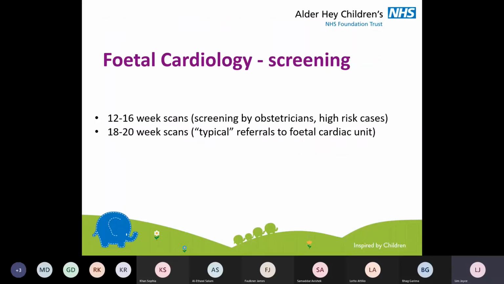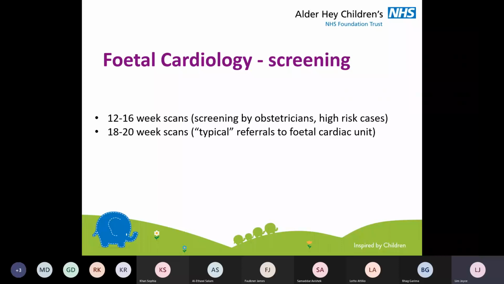So let's talk about fetal cardiology screening. There are 2 types of screening. The one commonly done throughout the UK is the 18 to 20 week anomaly screening, and that's done by all obstetric units in the UK. If they find an abnormality, either of the heart or any other part of the fetus itself, they refer to the appropriate fetal medicine unit. And if it's a cardiac question, they refer to the fetal cardiac unit for further evaluation.